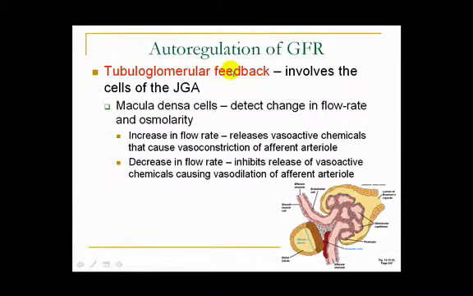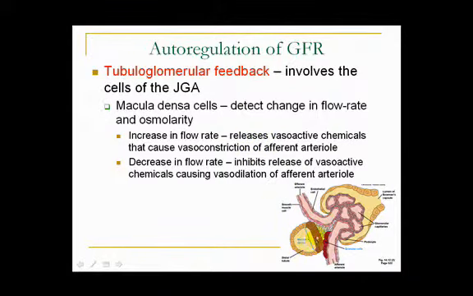Now the tubular glomerular feedback involves the cells of the juxtaglomerular apparatus, that's what JGA stands for, and it involves your macula densa cells. Remember these macula densa cells in the distal convoluted tubule will detect changes in flow rate and osmolarity. Now if they detect an increase in flow rate, if things are moving too fast through the tubule, remember that's dangerous. If it's moving too fast, you might be losing electrolytes that you need because you didn't have time to absorb them.